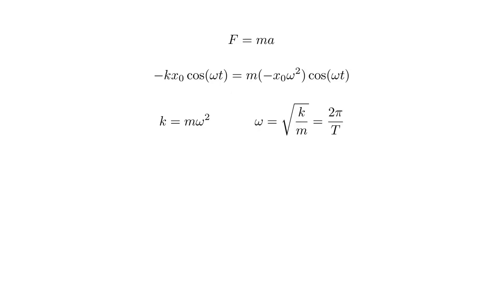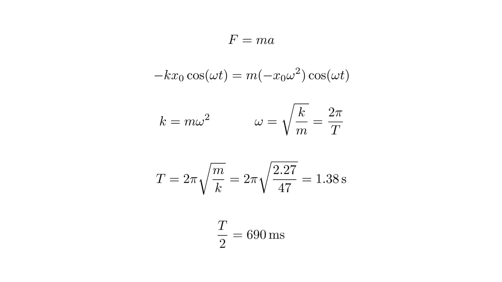But omega is also 2 pi over the oscillation period T. So we can write T as 2 pi square root of m over k. Plugging in the mass, 2.27 kilograms, which is 5 pounds, and the spring constant, 47 newtons per meter, we find a period of 1.38 seconds. The half period is 0.69 seconds, or 690 milliseconds.